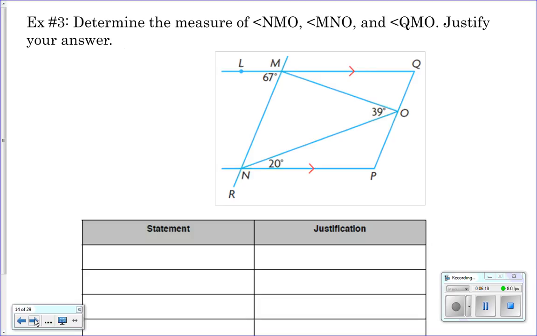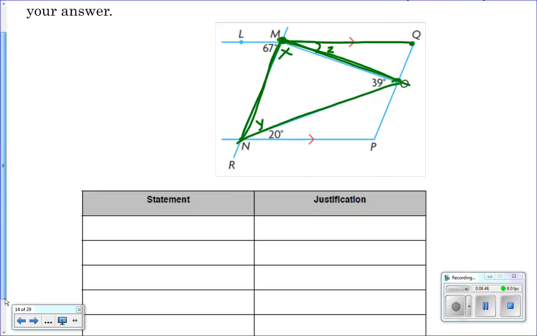So if I take a look at saying determine the measures of angle NMO, so we're looking for this guy here. We're looking for MNO. So we're looking for this guy here. And QMO. So QMO, we're looking for this guy here. So again, if you have trouble with that, you just follow the letters. And then obviously it's saying justify your answer. So we can do that in our table here.